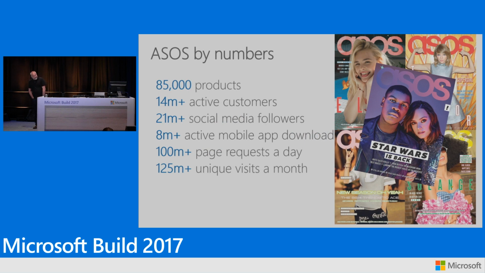So, by way of illustrating scale, our product catalog has 85,000 products. We're talking 14-odd million active customers, 8 million active native mobile users, 100 million page requests a day, that type of scale.